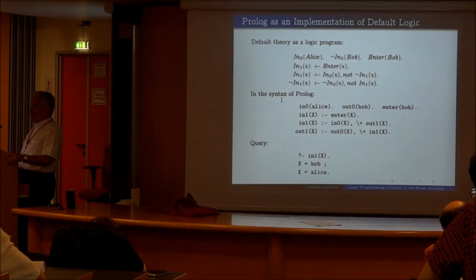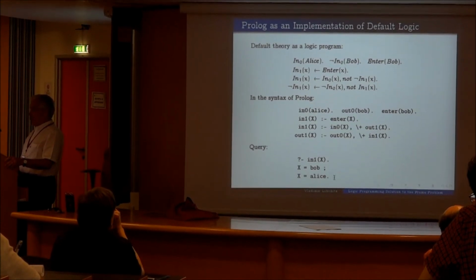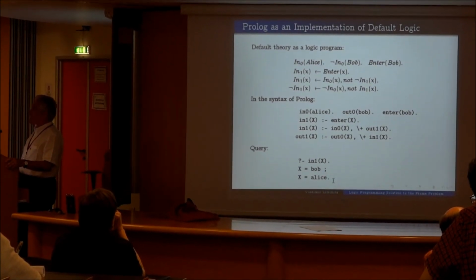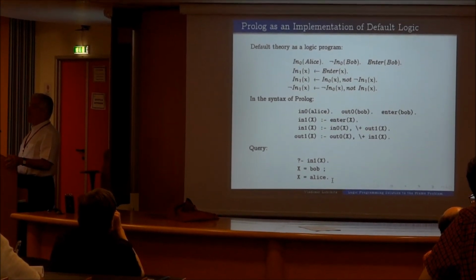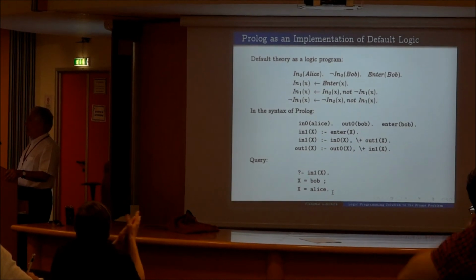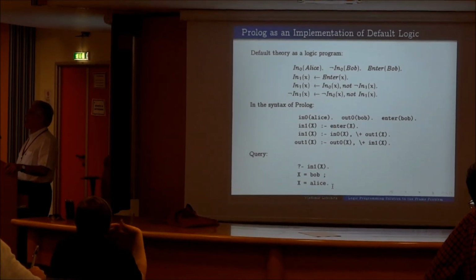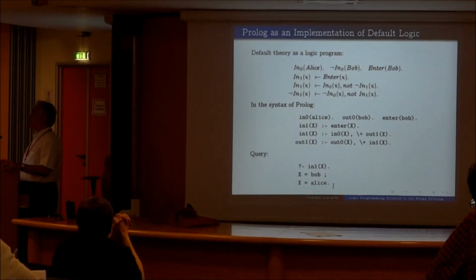So if you wrote this program in the syntax of Prolog and gave this query, in 1 of x, you'll happily see x equals Bob, x equals Alice. They're both in the room at time 1. We'll see, without any additional implementation work, that at least in this special case, the frame problem was solved correctly.